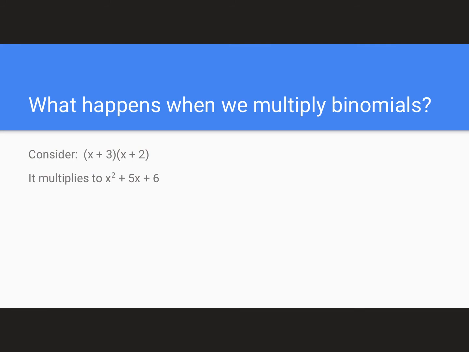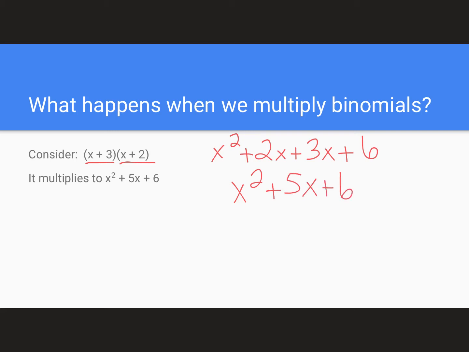So, what happens when we multiply binomials? Now I'm going to connect what we just did to this. When I multiply x plus 3 times x plus 2, I get x squared plus 2x plus 3x plus 6, which combines to x squared plus 5x plus 6. You'll notice the 5 is the sum of those two numbers, and the 6 is their product. So we can use this to help us factor these binomials.